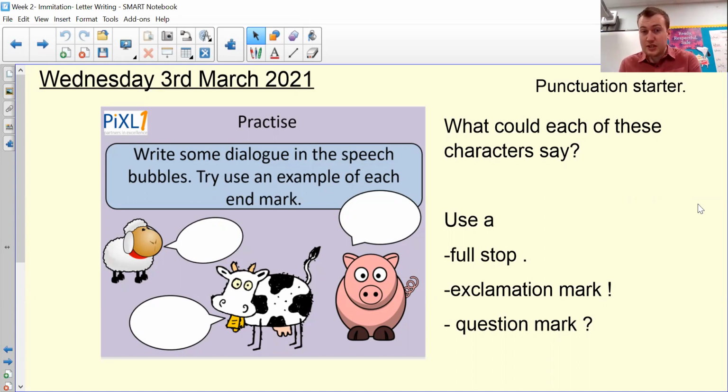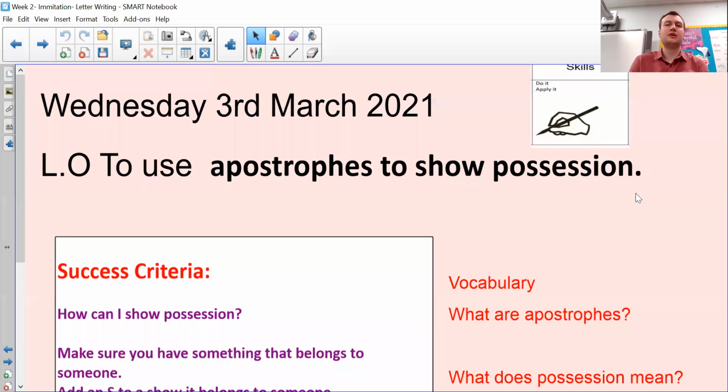Okay, so obviously I can't see what you've written. You could have done things like, why do I have a bell? Where is my shepherd? I want food. Things like that. Okay, I'm sure you came up with your own.